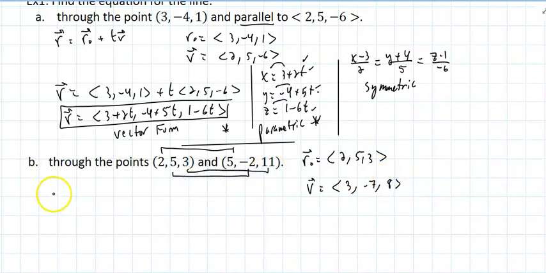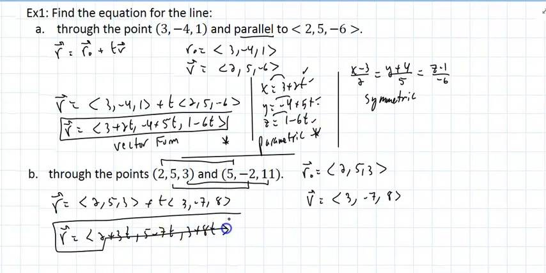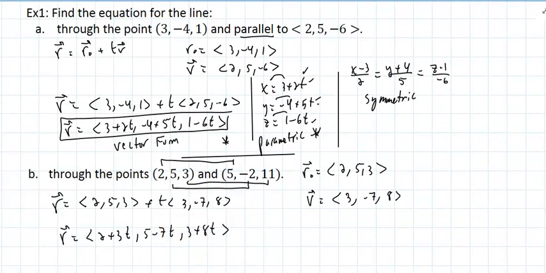And now I could say my vector equation is 2, 5, 3 plus t times a, b, c. A is 3, b is negative 7, and c is 8. And I could say r equals 2 plus 3t, 5 minus 7t, and 3 plus 8t. That would be my, again, vector form. I'm going to keep on mentioning that until it sticks.